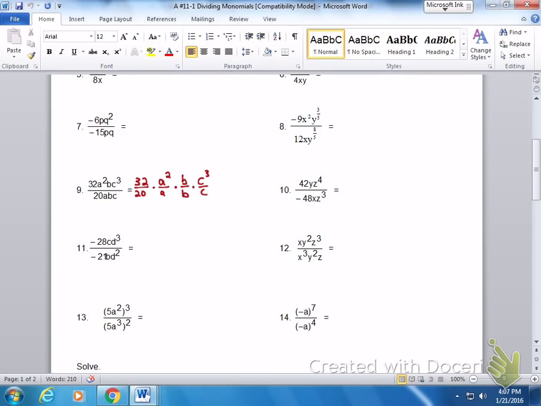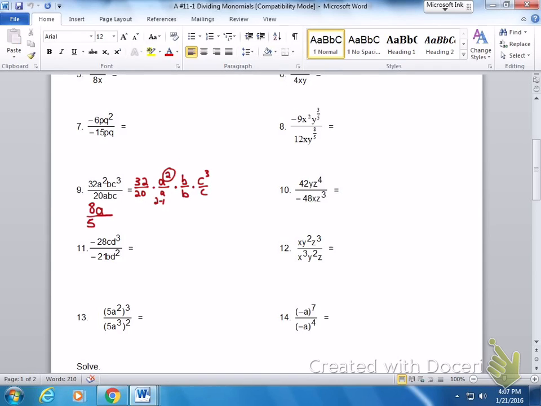So first I do the numbers. I can simplify that fraction. 32 over 20 simplifies to 8 over 5. I'm going to extend my division line there so that I can put a's, b's, and c's. Next, I have a squared over a to the first. The numerator has the bigger exponent, so the a goes in the numerator. 2 minus 1, the exponents, gives me 1, so a to the first.